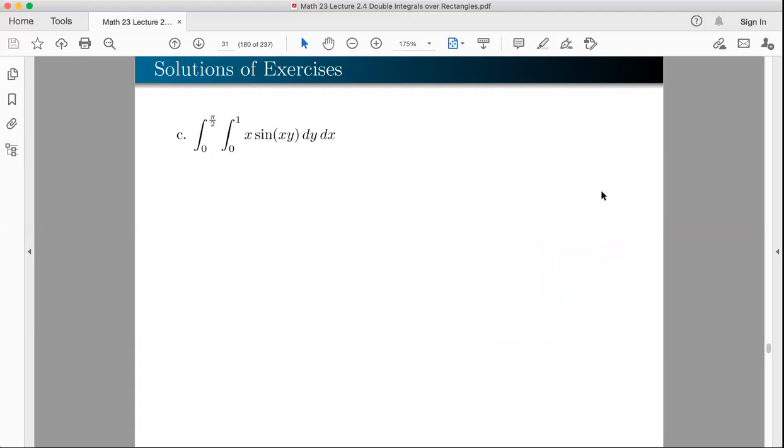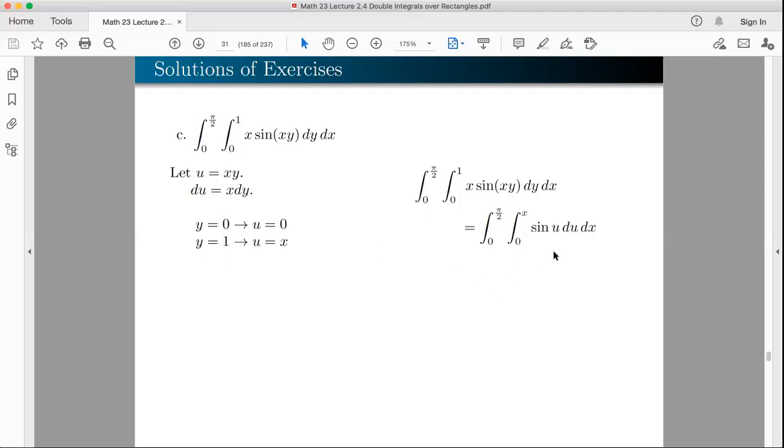And for our last, we have this. So we can let u be xy. So du is x dy. So that takes care of the x and the dy here. And then we change the limits. When y is 0, u is x times 0, or that is simply 0. When y is 1, we get u is x times 1, or that is simply x. So this iterated integral may be written in this form here.